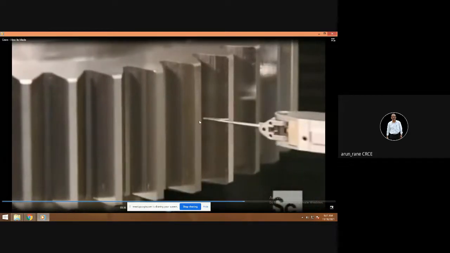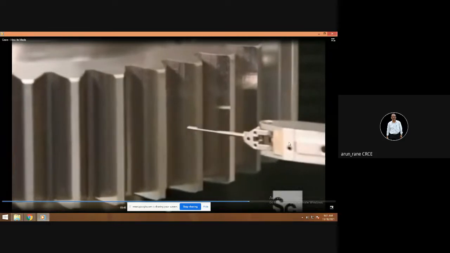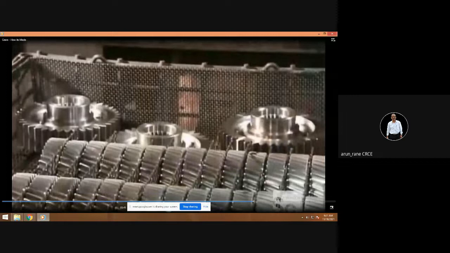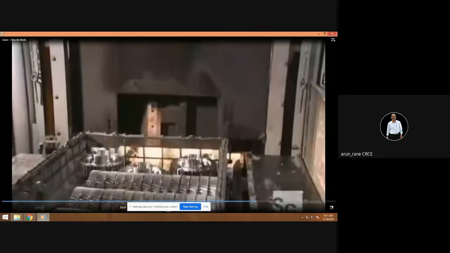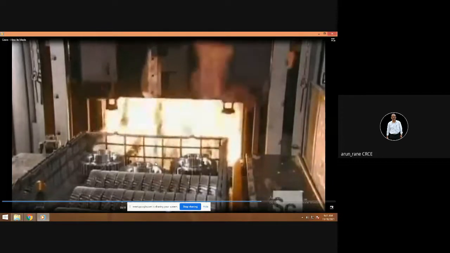Now this is measuring profile error. This measurement is done on a CMM machine. Once it confirms, then it is subjected to heat treatment.